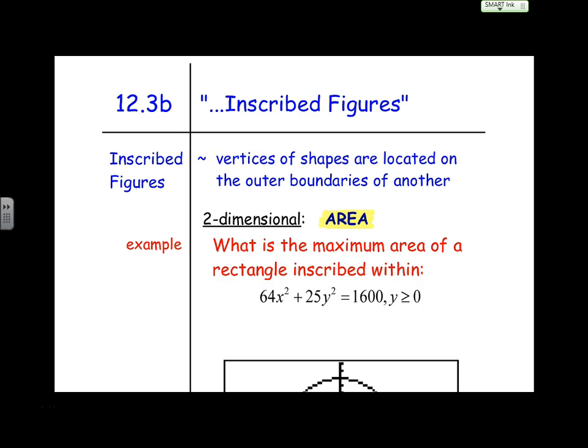Not a circle. An ellipse. Why an ellipse and not a circle? It has an x squared, it has a y squared, but what's true about the coefficients? They're different. A circle, it should be the same. For an ellipse, they're going to be different.